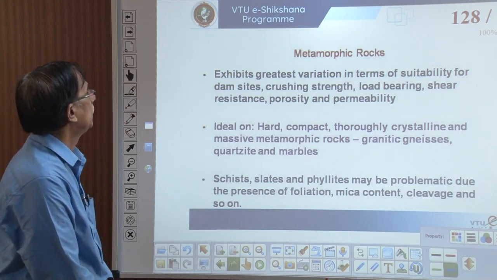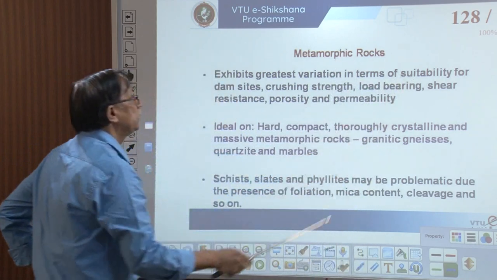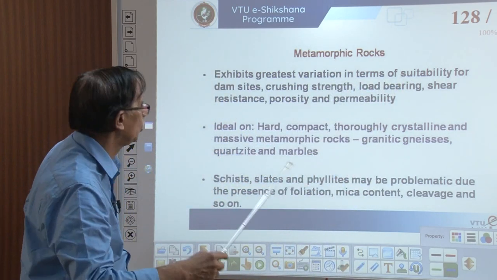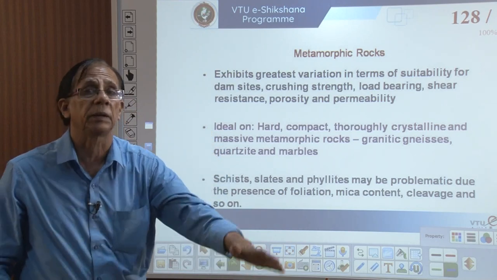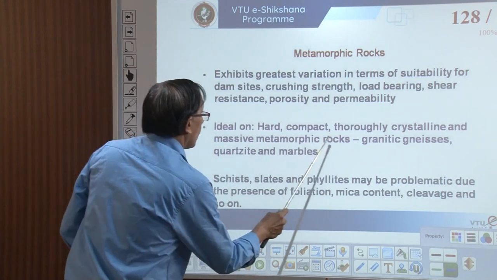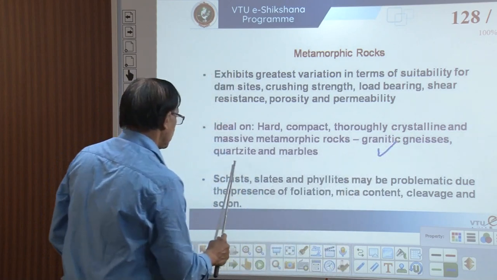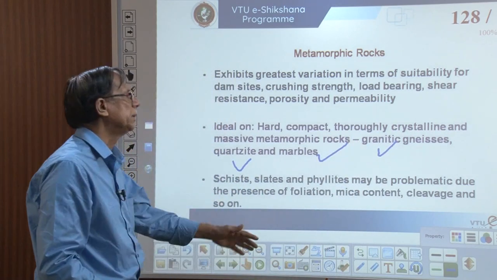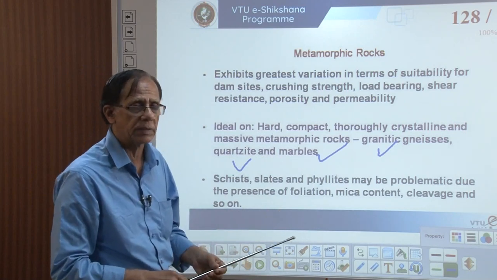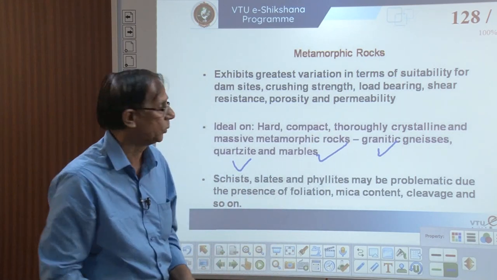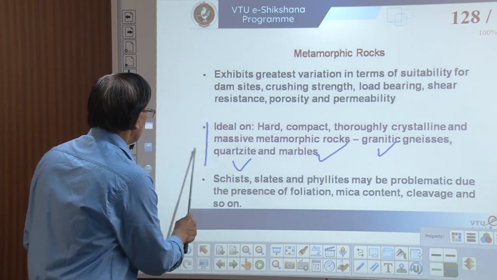Yes, metamorphic rocks, we have different types of metamorphic rocks, and they exhibit the greatest variation in terms of suitability for dam site, their crushing strength, load bearing capacity, shear resistance, porosity, permeability. It all depends on the type of rock. Compact, hard, thoroughly crystalline, massive metamorphic rocks like granite gneiss, quartzite and marbles are ideal. Although marble has low load bearing capacity, quartzite has moderate load bearing capacity. Considering other aspects, they are good. Granite gneiss has high load bearing capacity, crushing strength is good. Thus, among metamorphic rocks, these are the good ones.